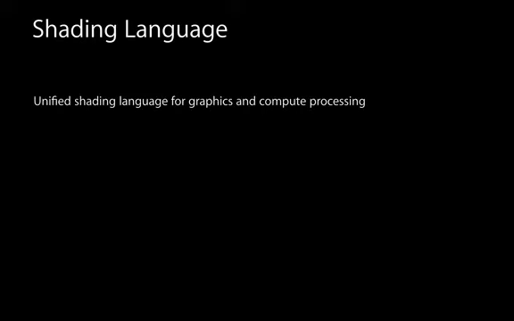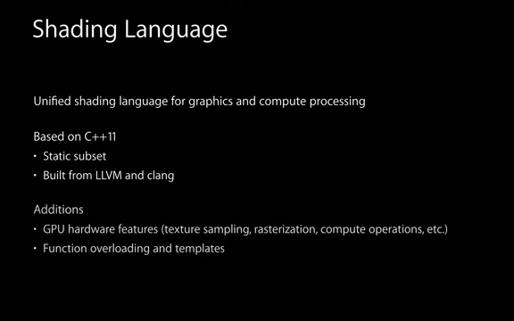All right, so the Metal shading language is a unified shading language. This means you use the same language, syntax, constructs, and tool chains for both graphics and compute processing. It's based on C++11, essentially a static subset of this language, and it's built out of LLVM and Clang, which means you get incredibly high performance and incredibly high quality code generation for the GPU. The only thing we've really had to do was add some syntax for describing certain hardware functionality, such as how you're going to control texture sampling and rasterization.